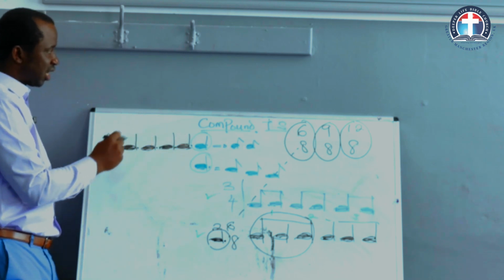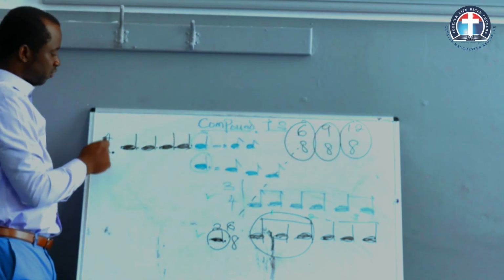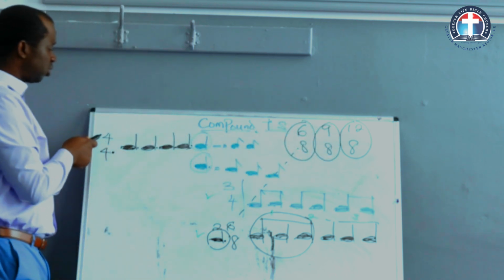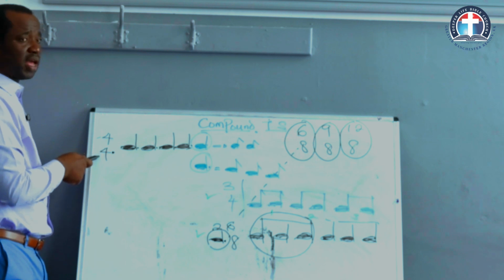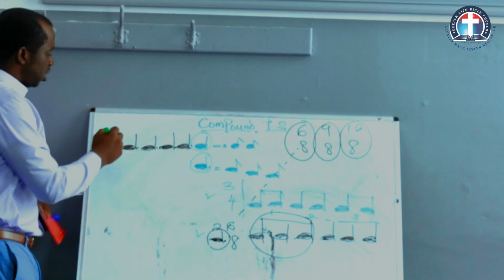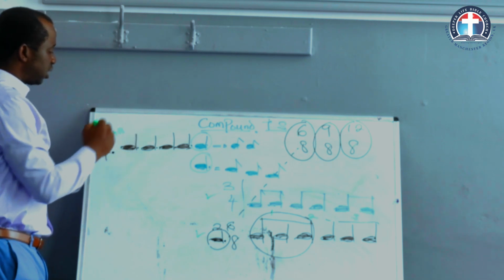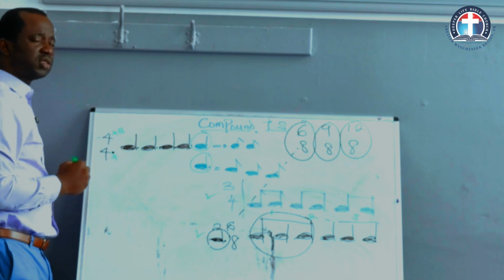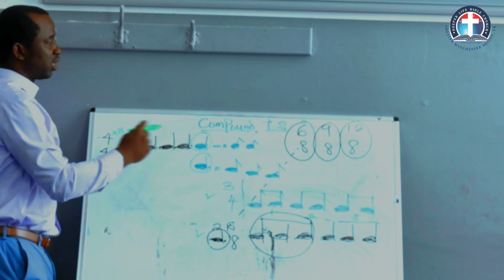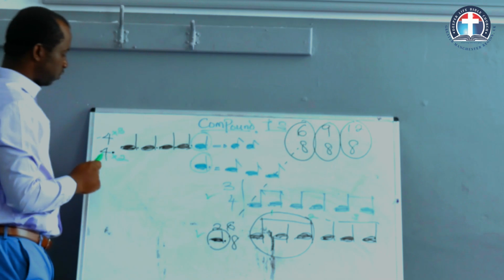So this is 4 dotted crochets, and what will be the time signature here? It will be 12/8, because 4 dotted crochets will give you 12 quavers in the bar. In fact, how to do it is just multiply the upper part by 3 and multiply the lower part by 2. You get the compound time equivalent of a simple time signature. So 4 times 3 is 12, 4 times 2 is 8.